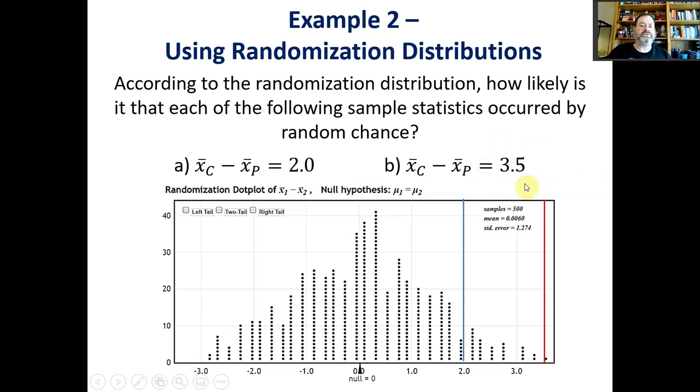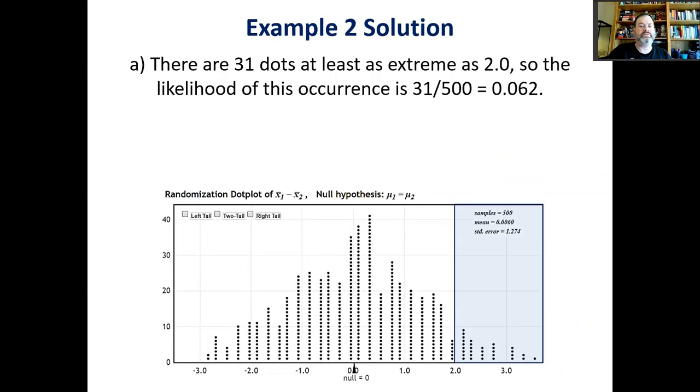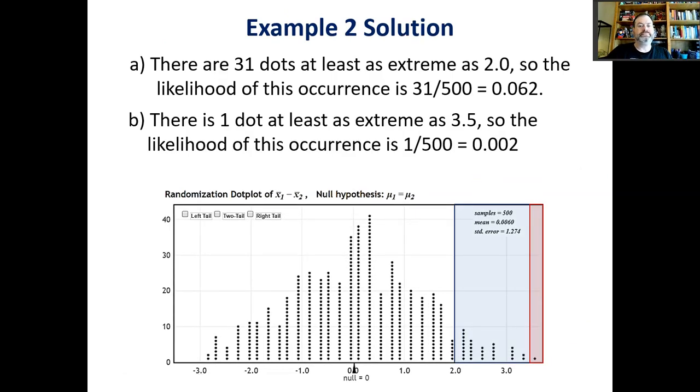This is our original sample statistic we saw in the previous section, 3.5. Well, you can see from the graph that there's only one dot at or more extreme than 3.5. So the likelihood of this occurrence, or one that's more extreme, is 0.002. It turns out that this is exactly the measurement we were looking for in the previous section. We need to be able to judge which of two events is less likely to happen. We saw how to do that by just moving away from the center. So clearly 3.5 is farther away from the center of the distribution than 2.0, so we know it's less likely to occur by random chance.